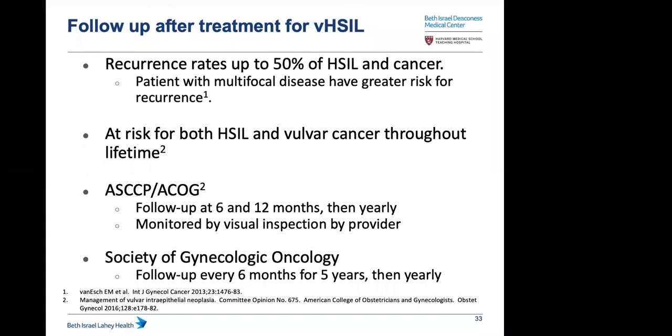Despite adequate treatment, recurrence rates for high-grade squamous intraepithelial lesions of the vulva can range up to 50%, and patients who have multifocal disease have a greater risk of recurrence, so it's important to watch these patients very closely. And unfortunately, they can develop recurrence of the high-grade dysplasia or vulvar cancer at any point throughout their lifetime. Of the 3 professional societies, ASCCP and ACOG recommend follow-up at 6 months and 12 months after completing treatment, and then annually thereafter. SGO suggests every 6 months for 5 years. So it really depends on the lesion, your patient, and what your comfort and their comfort level is in terms of what follow-up should be.